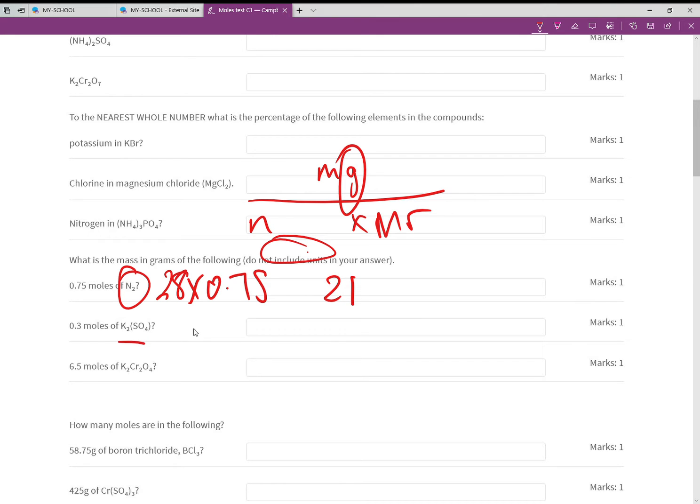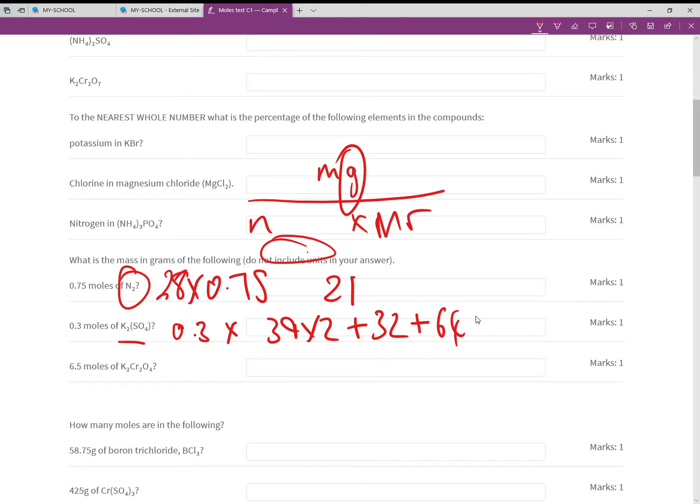Here we have K2SO4, so we've 0.3 moles of it, multiplied by, we have 2 potassiums in there. Okay, we have sulfur, which is 32, and we have 64 because we've got 4 oxygens in there, which are 4 times 16. Okay, which is obviously 64.